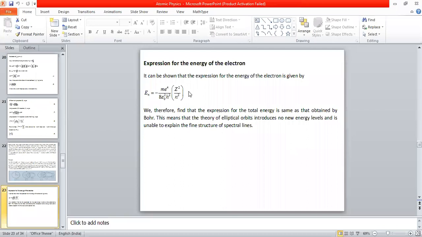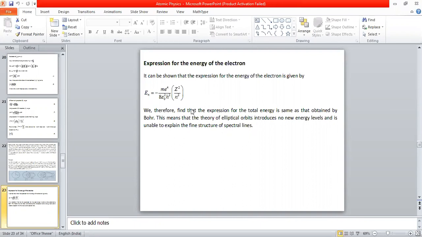So surprisingly, whatever expression we derive in Sommerfeld's model for elliptical orbits, the expression for the energy is the same as that of Bohr's theory. The energy expression derived in Bohr's theory is the same expression that comes in Sommerfeld's model for elliptical orbits. So we can conclude that the introduction of elliptical orbits does not change any form in the expression for the energy.